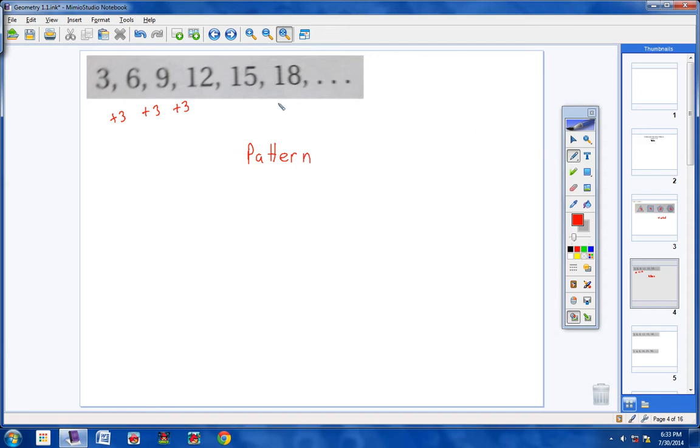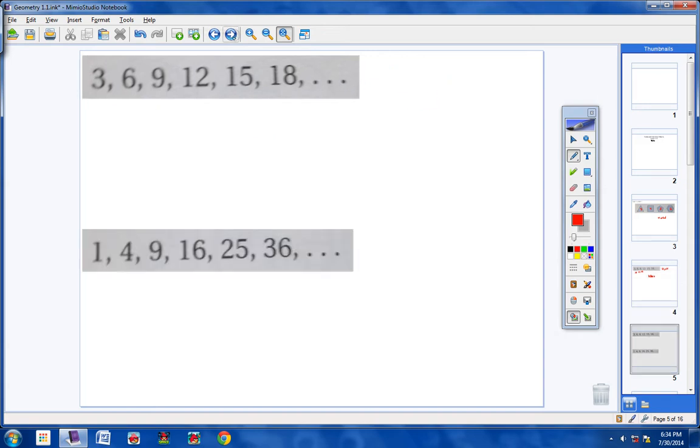So it's your job to look at a list of numbers and figure out the pattern. Some will be a little more difficult than others. Some will be pretty easy. So the pattern is 3, 6, 9, 12, 15, 18. So obviously the next number would be 21 and the next number would be 24. Just add 3 to 18 and add 3 to 21. Pretty simple. Okay, in your notes, I'd like you to write down this list of numbers, please. 1, 4, 9, 16, 25, and 36.